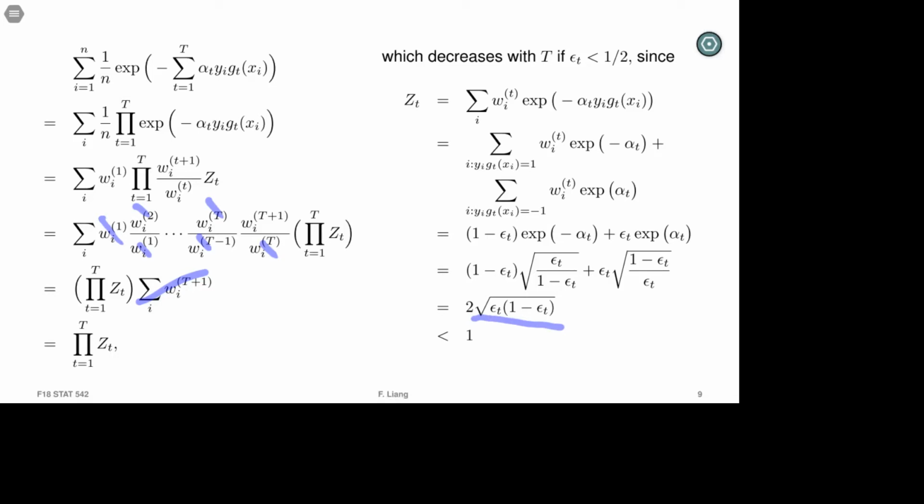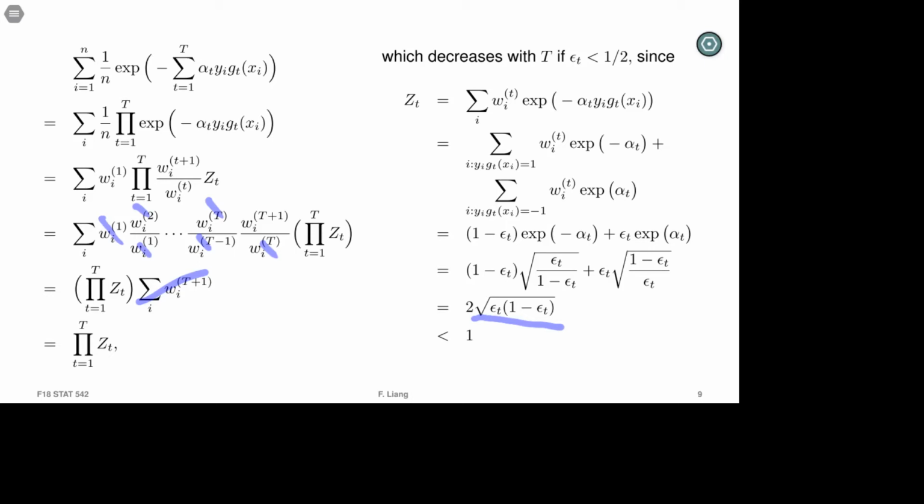Epsilon subscript t is the training error. Again, the training error is the training error at time t, or iteration t, where the error is computed using the weights. So it's not the ordinary 0-1 loss. It's a weighted 0-1 loss. But no matter what, it is a number between 0 and 1. And you can see in this expression, the largest value is when epsilon t is equal to half, and that will give you 1. But as long as epsilon t is not equal to a half, you're going to get a number strictly less than 1.